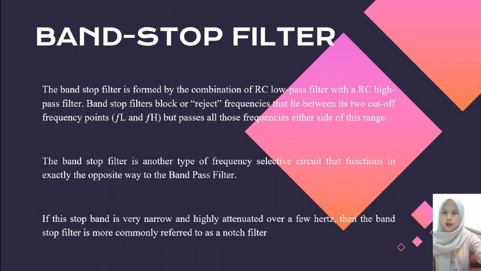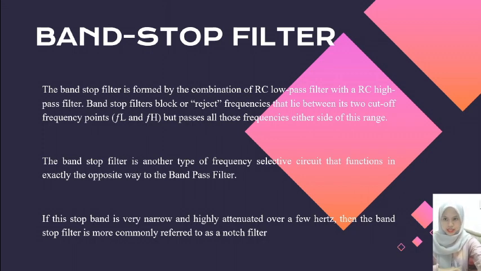A band stop filter blocks or rejects frequencies that lie between its two cut-off frequency points, such as frequency low and frequency high, but passes all those frequencies at the side of this range. The band stop filter can be divided into two types, which are passive types and active types.